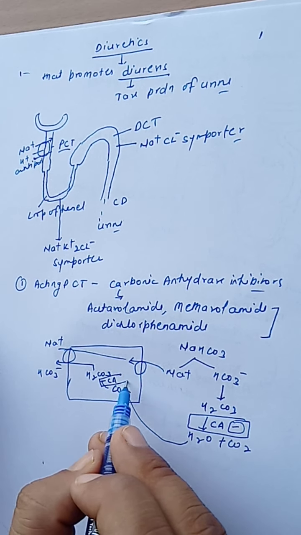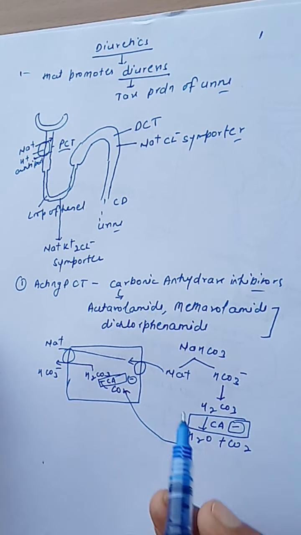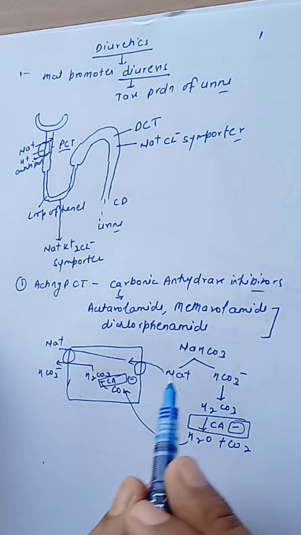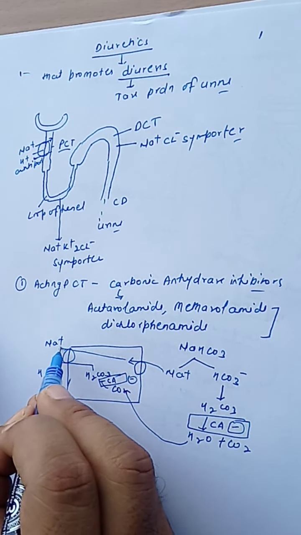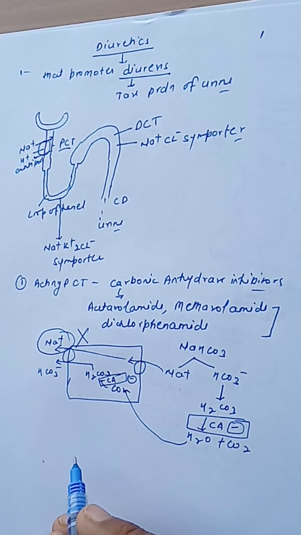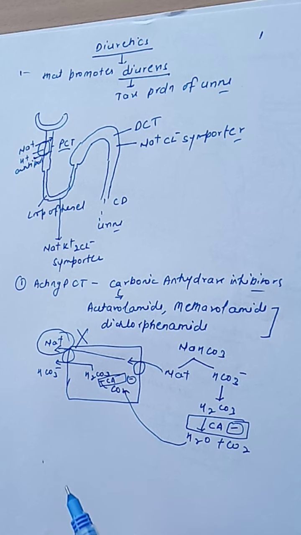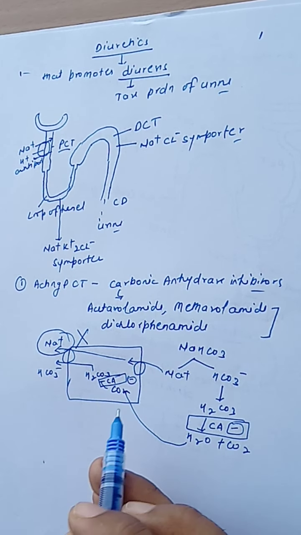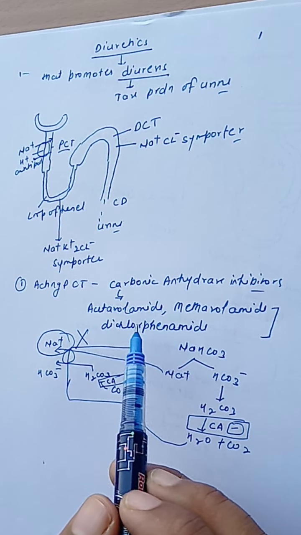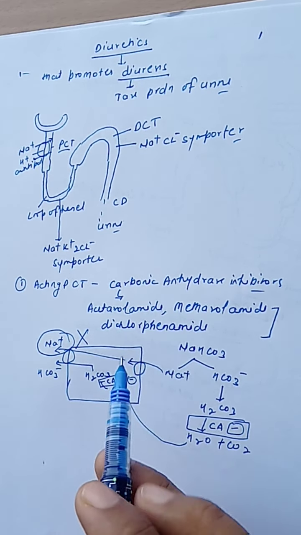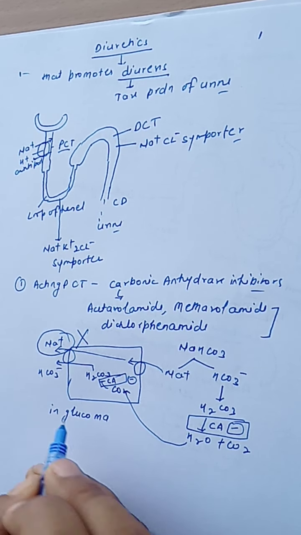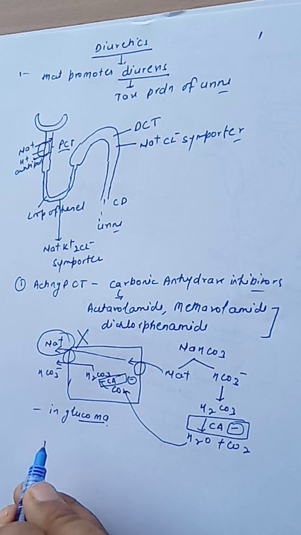So acetazolamide and methazolamide inhibit the carbonic anhydrase, due to which reabsorption of sodium will not happen, and so they act as diuretics. If you remember, these carbonic anhydrase inhibitors are also used in the treatment of glaucoma, because they reduce aqueous humor production.